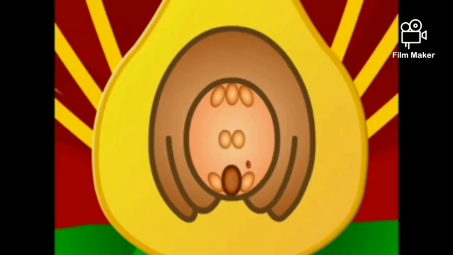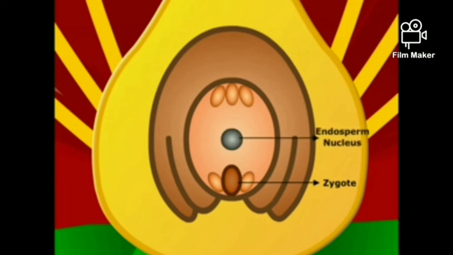The first male gamete fuses with the egg to form a diploid zygote. This process is known as fertilization. The second male gamete fuses with the two polar nuclei to form the primary endosperm nucleus. The fusion of the two polar nuclei with the male gamete is known as triple fusion.